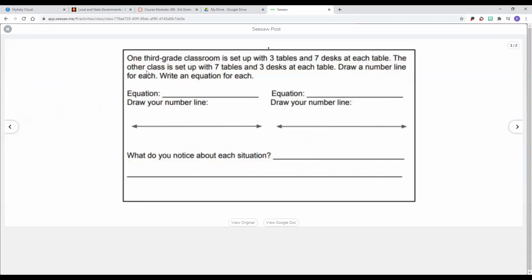So I'm going to read both questions to you, okay? The first question says, one third grade classroom is set up with 3 tables and 7 desks at each table. The other class is set up with 3 tables and 3 desks at each table. Draw a number line for each. Write an equation for each. Okay, so that's problem number 1.